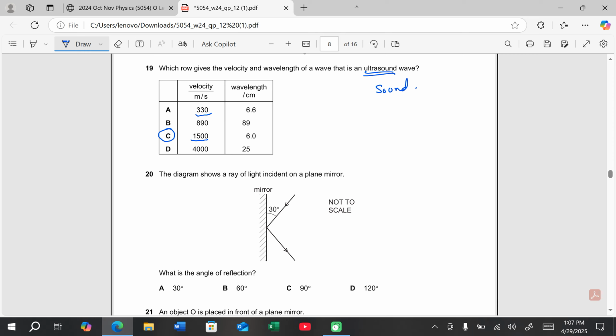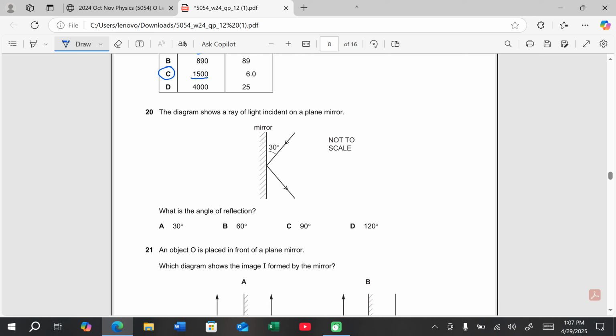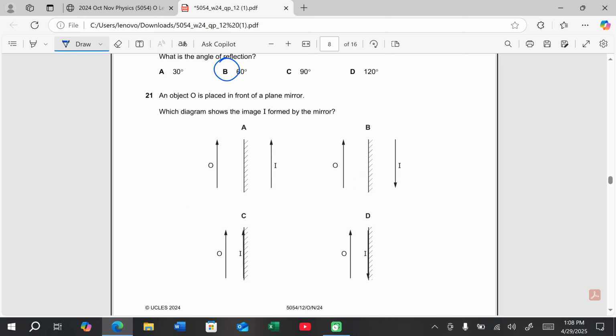Let's move on. It says what is the angle of reflection? That's very easy. You draw a normal here, it is always perpendicular to the mirror line. This one is 60, this is the angle of incidence, the angle of reflection also has to be 60, so that's your answer. The object O is placed, so the image has to be upright, so this one is wrong, and it has to be the same distance from the mirror line, so that's wrong and that's wrong, that's A.